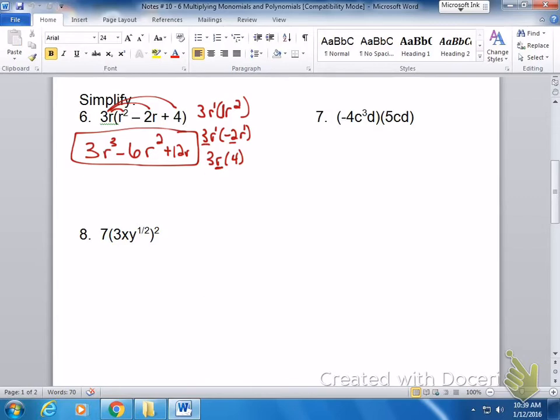Number 7 is sort of like we did on the last one. We don't have to really distribute, but we need to start with our numbers, then work our way through our variables. So first I have negative 4 times 5. That's negative 20. Now I have c to the third times c to the first. We add our exponents since it's multiplication. So I have c to the fourth. Now move to our d's. d to the first times d to the first is d squared. So there's your answer to number 7.